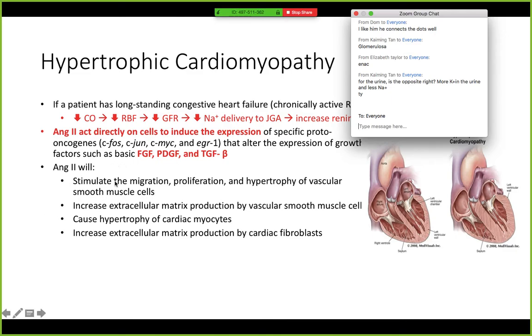And then, as a result, just saying the same thing again, angiotensin II, through this mechanism, is going to stimulate the hypertrophy of vascular smooth muscle cells. It's going to increase the extracellular matrix production by vascular smooth muscle. It's going to cause hypertrophy of cardiac myocytes, and that results in what you see over here. And then you're also going to increase extracellular matrix production by cardiac fibroblasts.